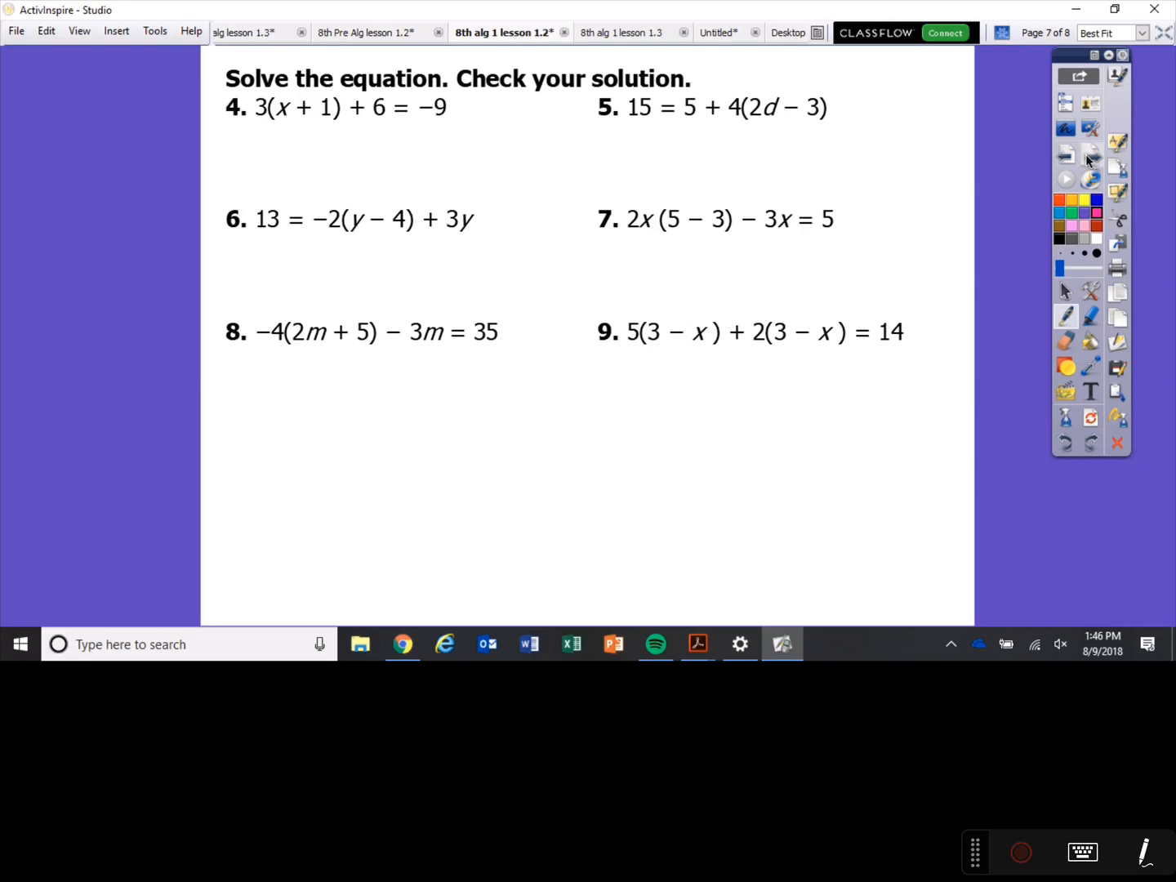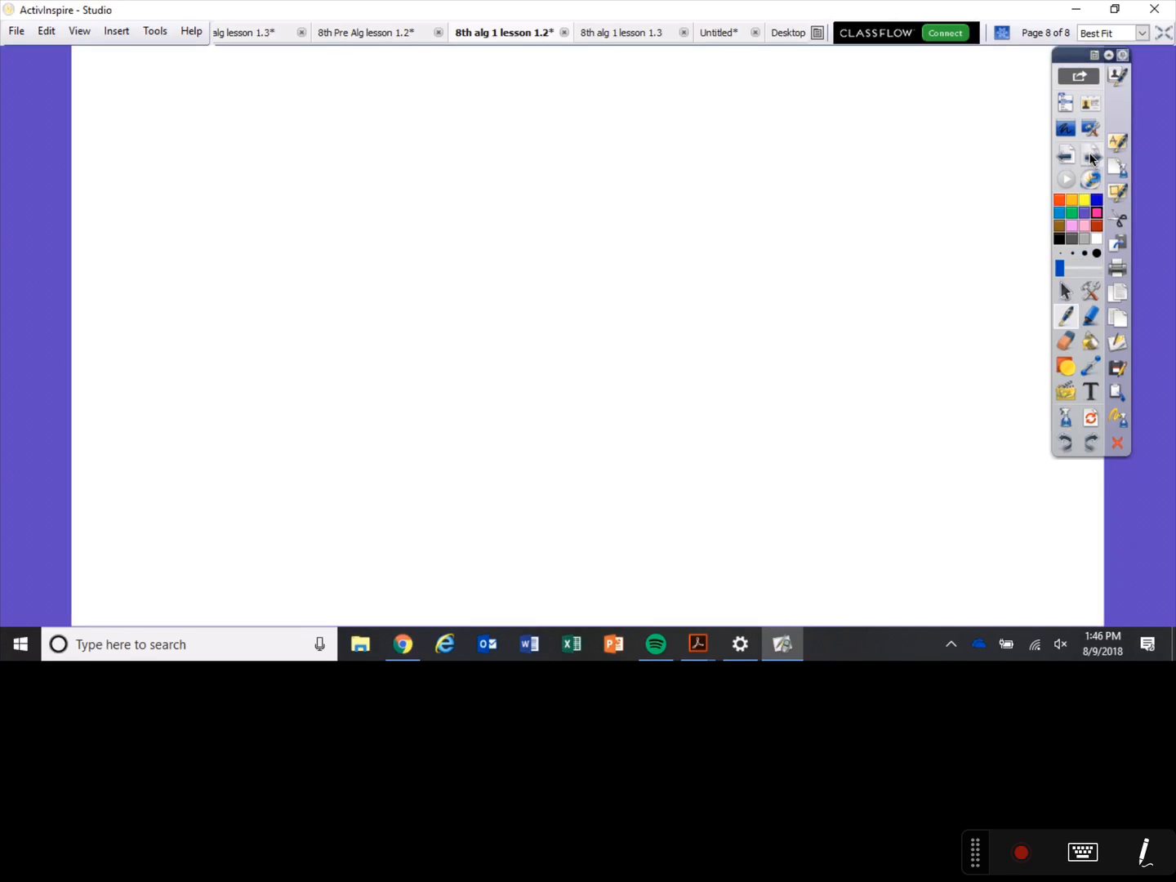Number 4. Let me go to a blank page. It was 3 times x plus 1, plus 6, equals negative 9. I should have had a chance to start on some of this, so let's finish it together. If you didn't, that's okay. First thing I have to do, I see what? Parentheses. So I have to untrap those numbers by doing multiplication, or this property, the distributive property. 3 times x is 3x. 3 times 1 is 3. What kind of 3? Positive. So I put plus 3.